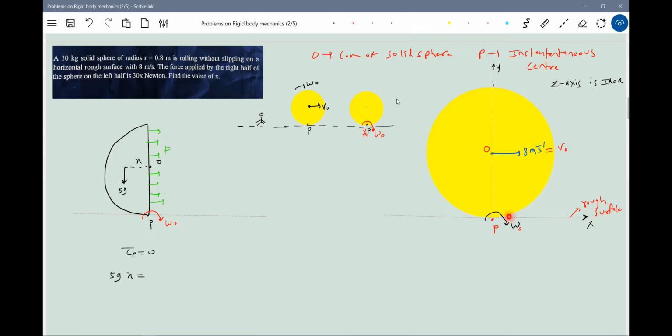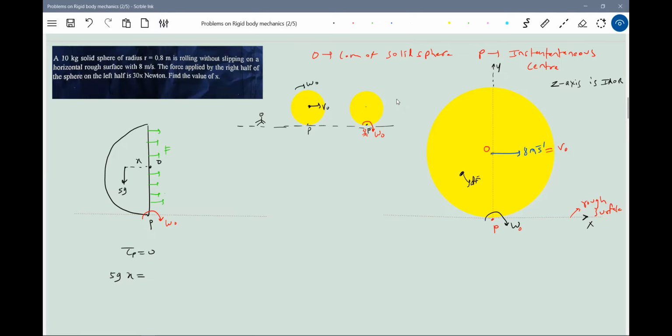Now you can ask, sir, are you sure that 5g into x is the torque to balance this? Because it is rotating, there will be centripetal acceleration, so different particles will experience centripetal, or better say centrifugal, force. What is the torque due to that? All points are rotating about point P, and any such force is directed towards the center, so it intersects the axis of rotation. Therefore, there is no torque due to centripetal or centrifugal forces about point P.